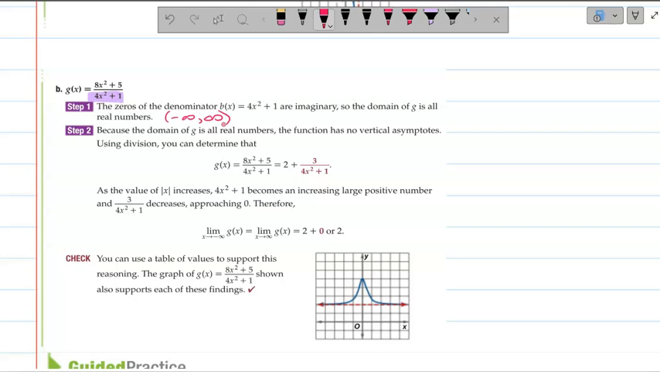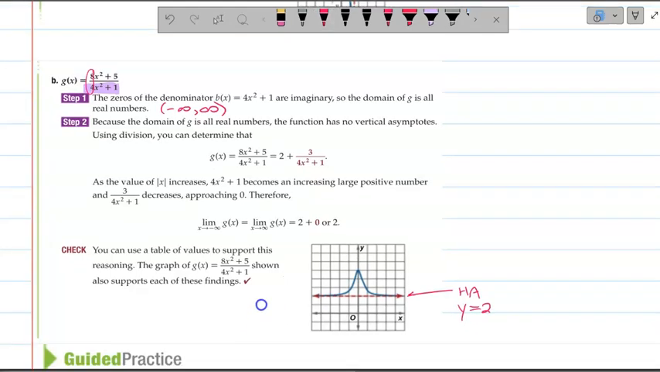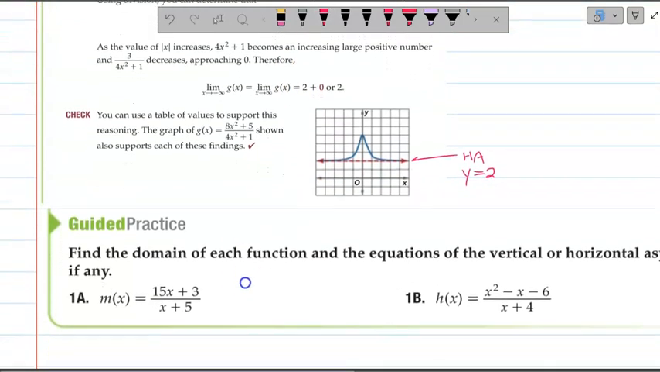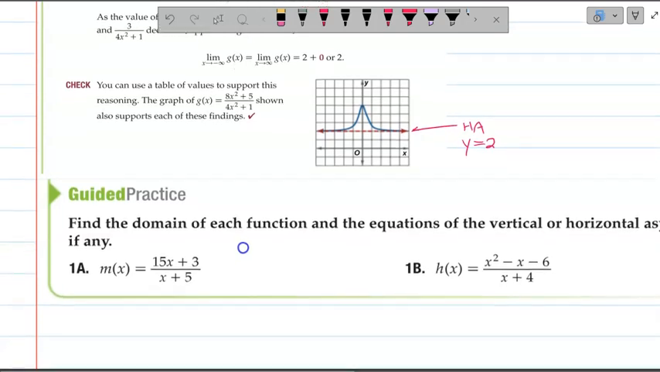And finally, we can look at the ratio of the leading coefficients because again, 2 and 2, we look at 8 over 4, which is 2. So we're expecting to have that horizontal asymptote at y equals 2. And sure enough, that's what happens. We could also look into a table of values, and you would see that as you go to the left, we approach 2. As you approach infinity, f of x approaches 2. So that's where we get that horizontal asymptote.